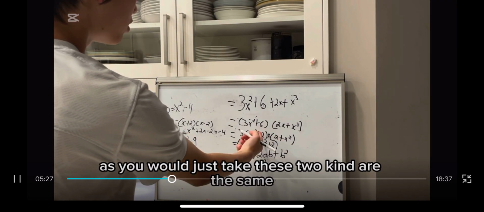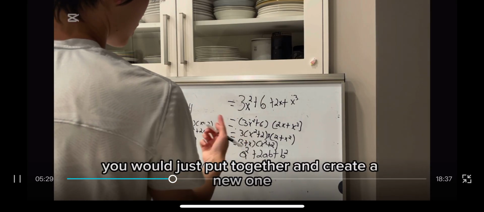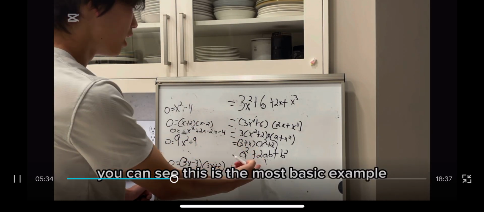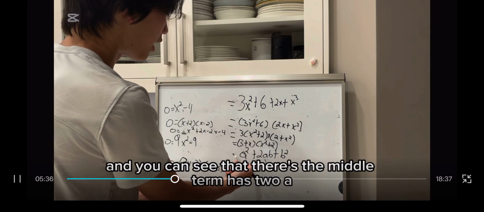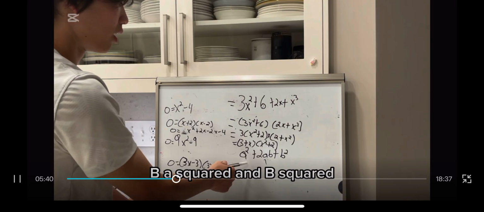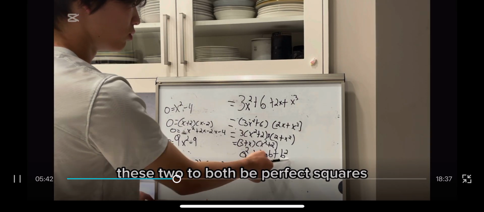As you would just take these two that are the same, and then this one and this one you would put together and create a new one. And then next, as for the perfect square trinomial, you can see this is the most basic example. You can see that the middle term is 2ab, with a squared and b squared. Mainly you want to look for the ends of these two to both be perfect squares.